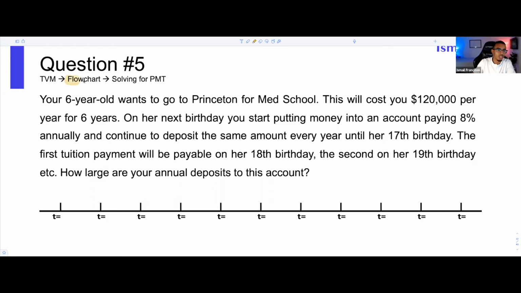So as you can see, flowchart, solving for payment, pretty straightforward. So we're going to read this together. We're going to try to make sense of it, and hopefully it works out.